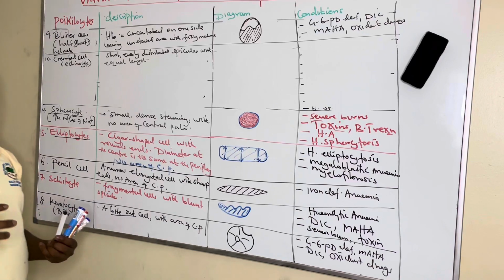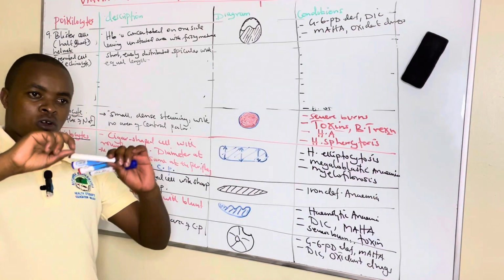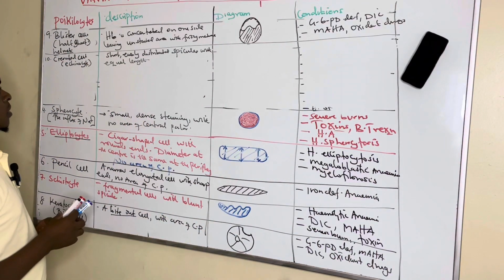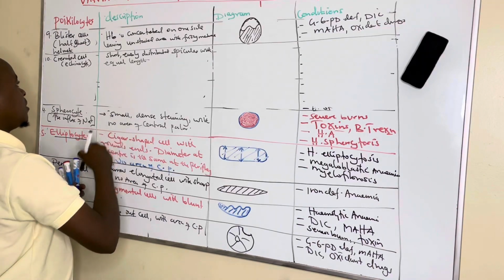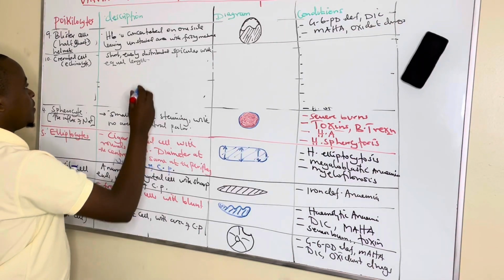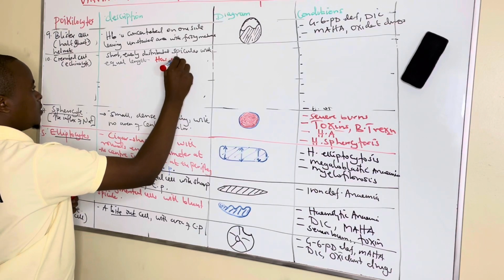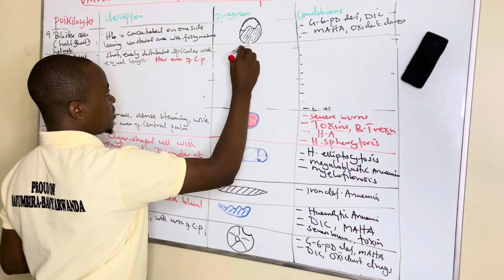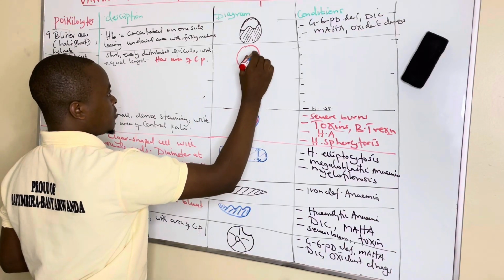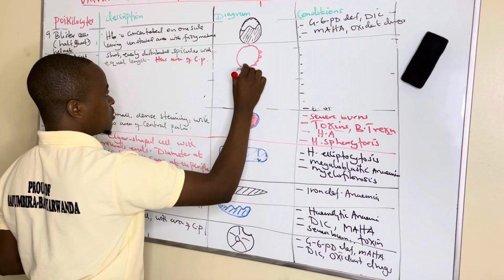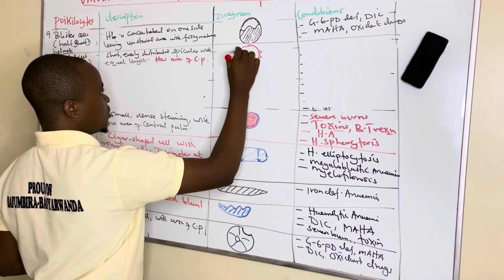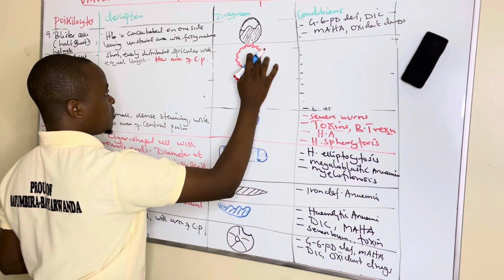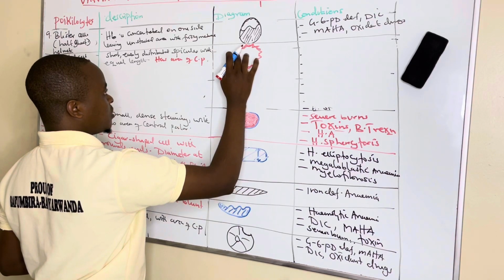These are short, evenly distributed spicules along the membrane of the cell, and they are of the same length. This cell has an area of central pallor. If I draw a red cell like this, you find it has short spicules of equal length, widely distributed all over the cell. This is what we call an echinocyte.